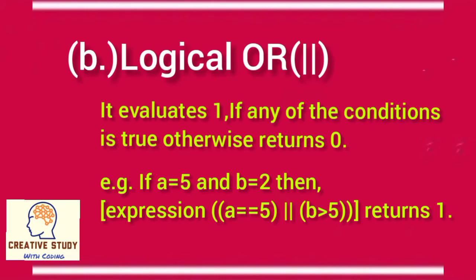Logical OR evaluates to 1 if any of the conditions is true, otherwise returns 0. For example, if a equal to 5 and b equal to 2, then the expression a equal to 5 or b is greater than 5 returns 1, because the first condition is true.